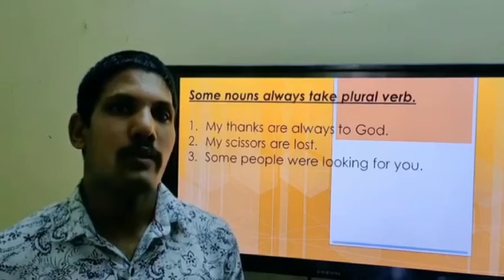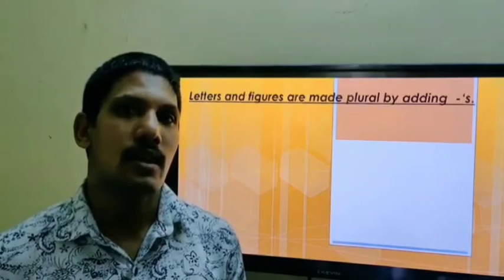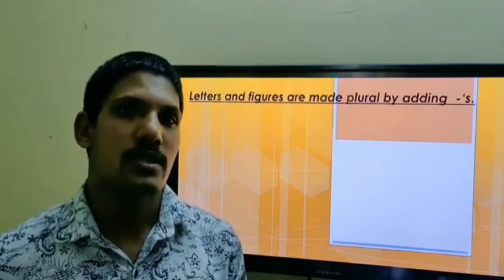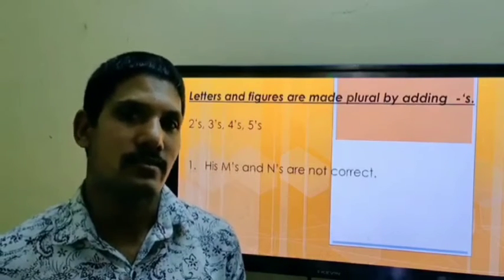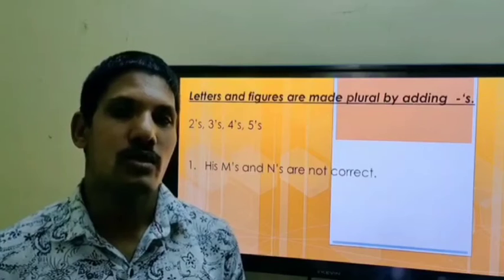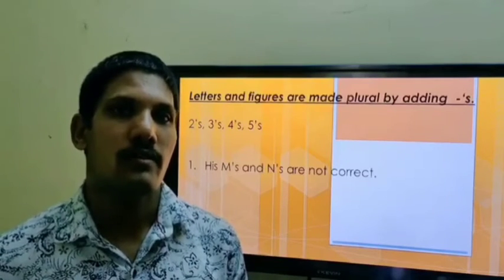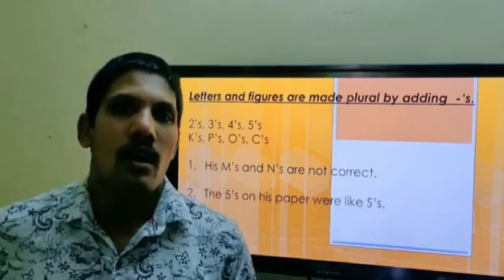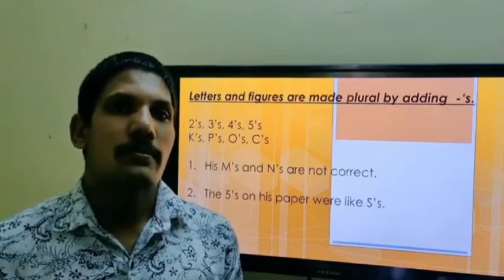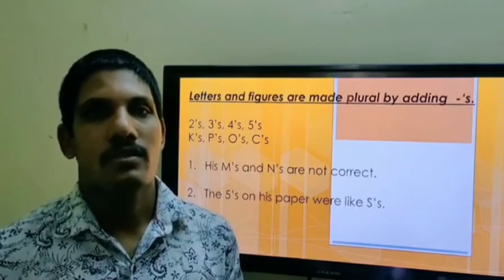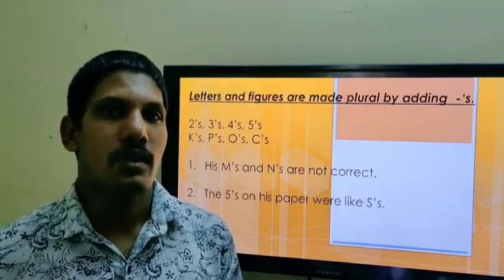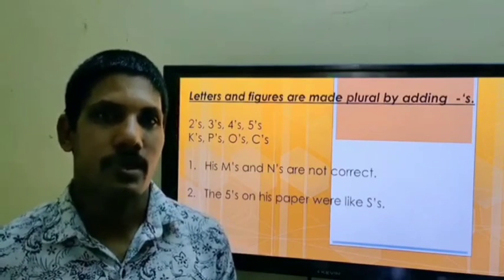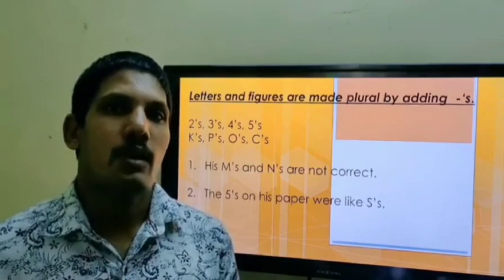What happens when we make singular letters and figures into plural? Well, they just take up apostrophe and s. Like 2's, 3's, 4's and 5's, K's, P's, O's, C's. And when we use them in sentences, this is how we write. His M's and N's are not correct. The lines on his paper were like S's.